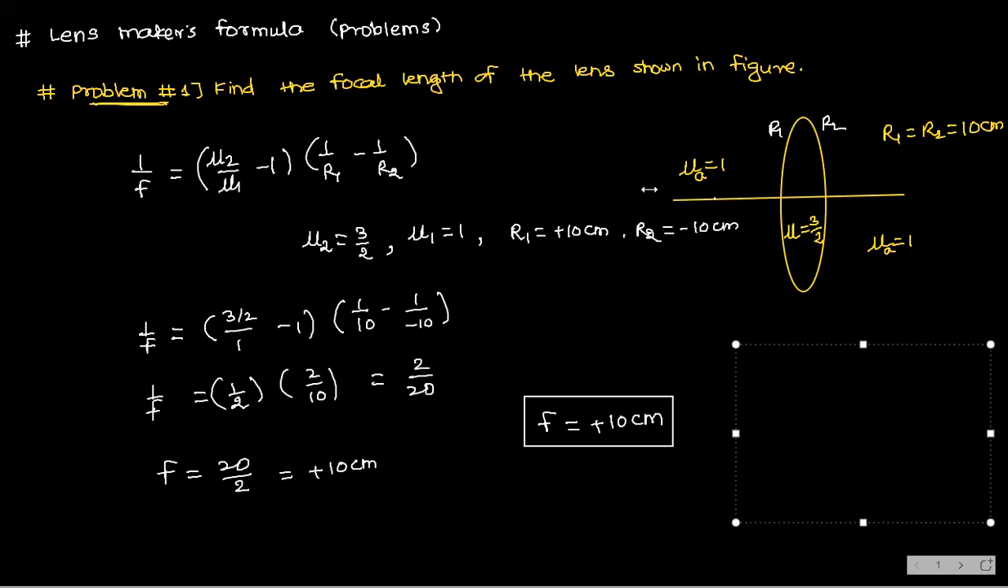Sir, why did we take mu2 as the refractive index of the lens? Why not here? That is not at all the issue. You can take this as mu1 and this as mu2, just the formula will change mu1 by mu2. But while deriving, we have taken this as the refractive index mu2 and this as mu1. If you derive, you will get mu1 by mu2. No issue. Any other doubt?